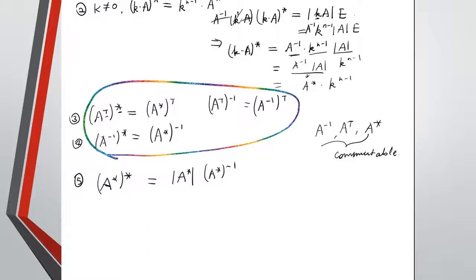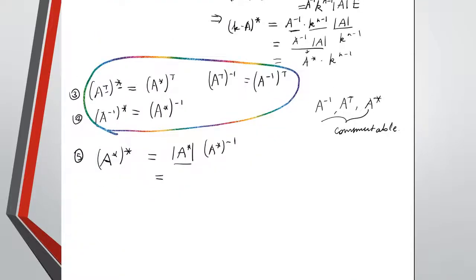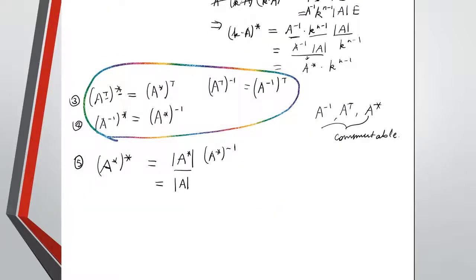Okay, so for the A star, it can be further expanded as, for this one, from property 1, we can understand that it equals A's determinant to the power of n minus 1. Okay, and for the A star, we can further expand it as, from the definition, A's determinant times A's inverse.